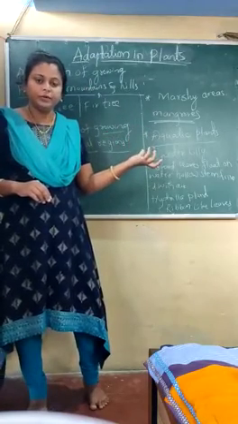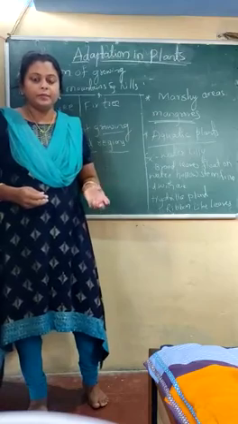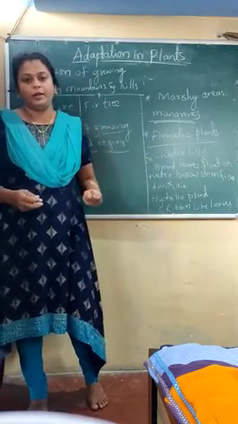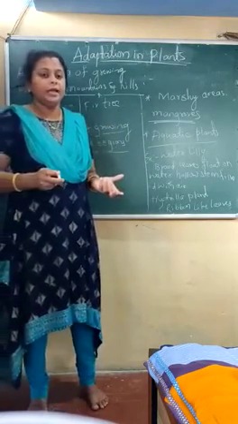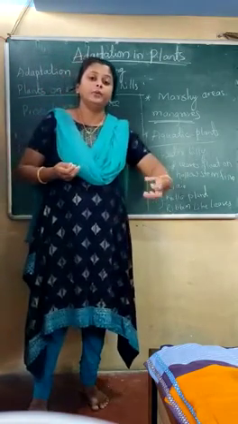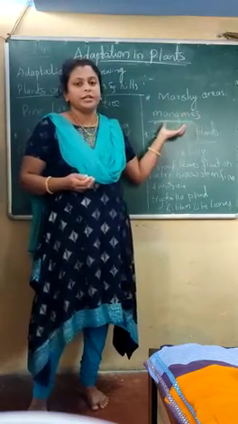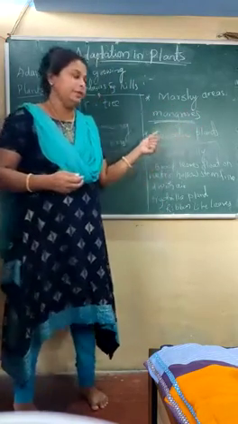The marshy area means what? It is always filled with water, so there is very little air in the soil. So to get air and to adapt themselves and grow well, the roots start growing upward above the water level. This is how marshy area plants have adapted themselves.